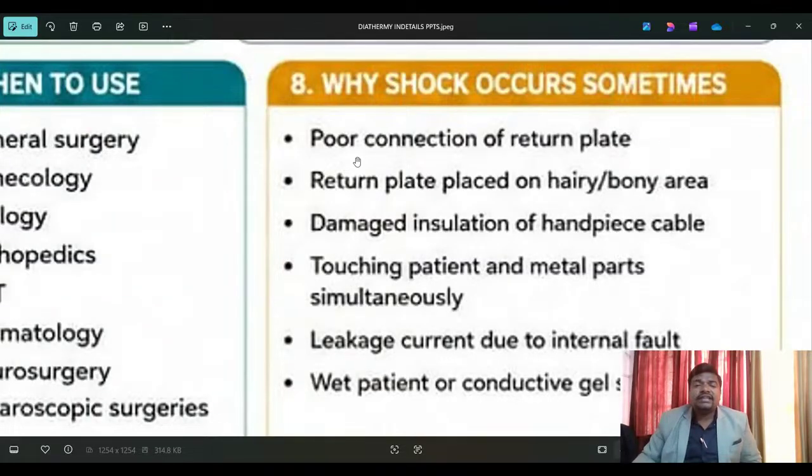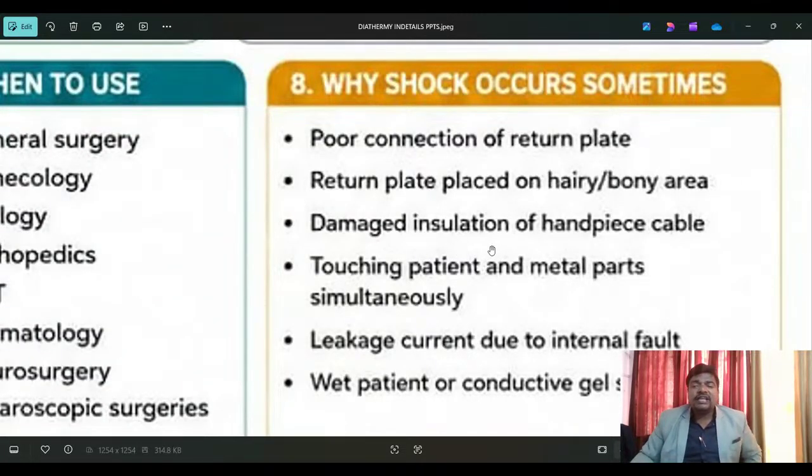So here also resistance, we have to check how much is needed and how much is not needed. Sometimes the resistance is low, and then the plate will burn and that will affect the patient. Okay, next, return plate placed on a hairy or bony area. So this depends on the doctor. If it is misplaced, then definitely it will burn.